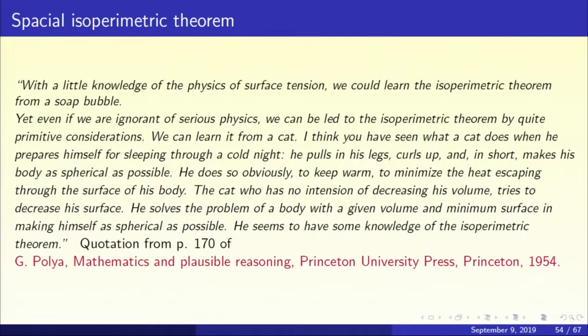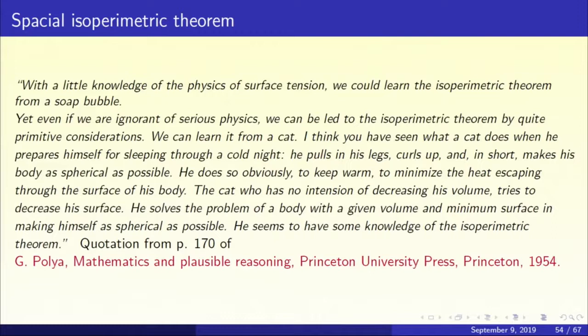He does so, obviously, to keep warm, to minimize the heat escaping through the surface of the body. The cat, who has no intention of decreasing his volume, tries to decrease his surface. He solves the problem of a body with a given volume and minimum surface area, making himself as spherical as possible. He seems to have some knowledge of the isoperimetric theorem.